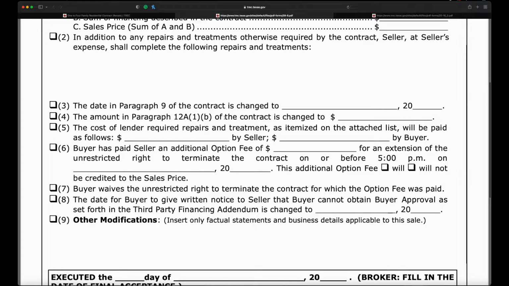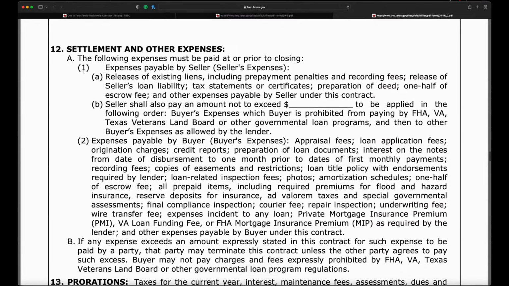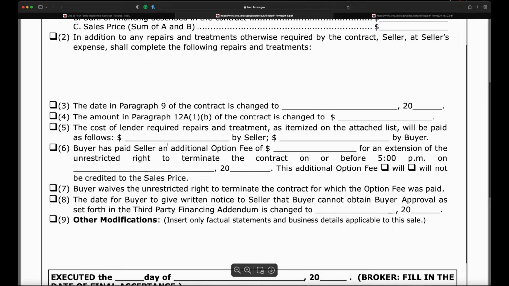Okay, the amount of paragraph 12A, 1B. So that's going to be 12A, 1B. This is the closing costs that are going to go in this following order. There's a little bit of difference in this section here, but I'll explain it in a minute. So that's if that amount's going to change there.